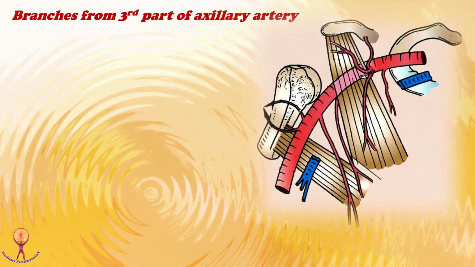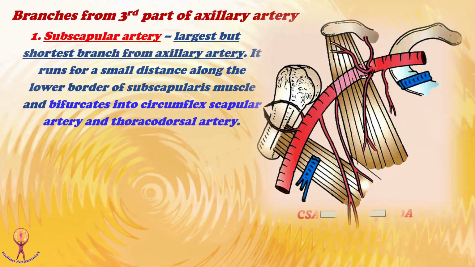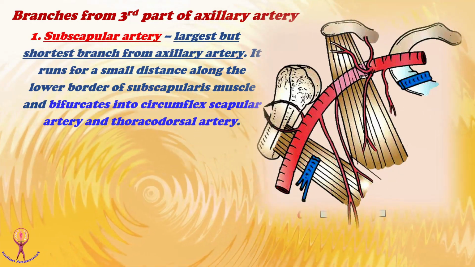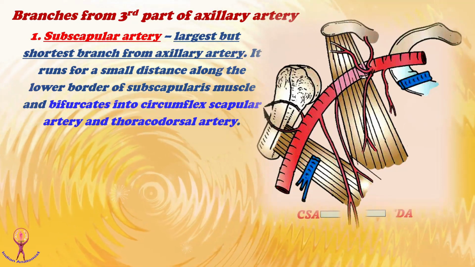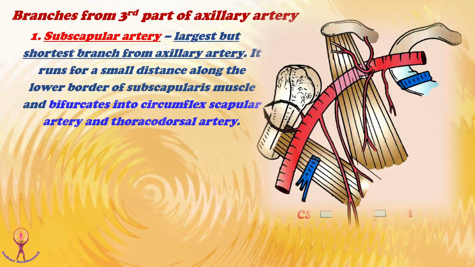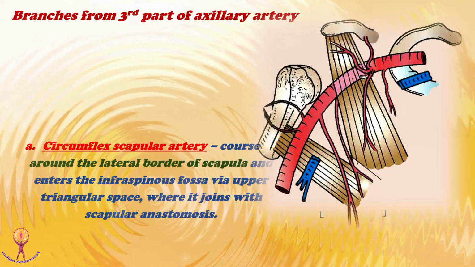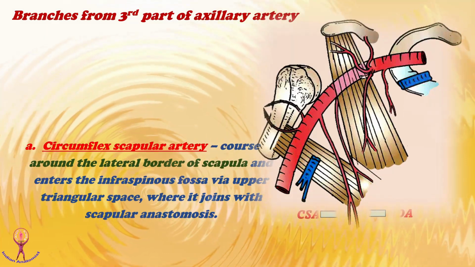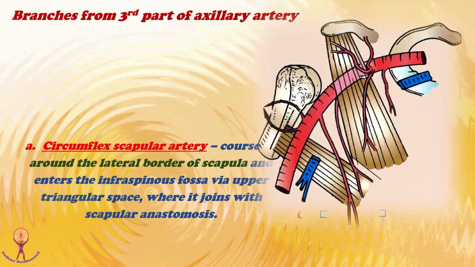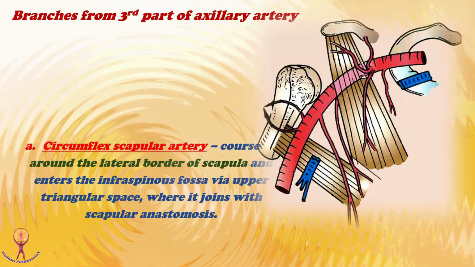Finally, the third part gives three branches. The first is the subscapular artery, the largest but shortest branch from the axillary artery. It runs for a small distance along the lower border of subscapularis muscle, and bifurcates into the circumflex scapular artery and thoracodorsal artery. The circumflex scapular artery courses around the lateral border of the scapula, and enters the infraspinous fossa via the upper triangular space, where it joins with the scapular anastomosis.